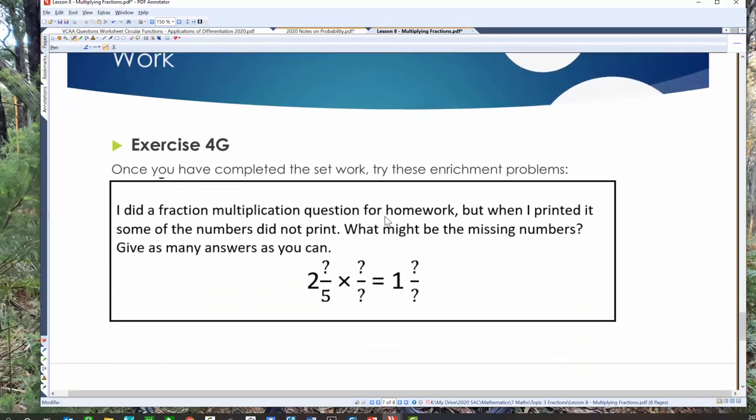All right, so once you've completed that set work, make sure you go ahead and try those enrichment problems.